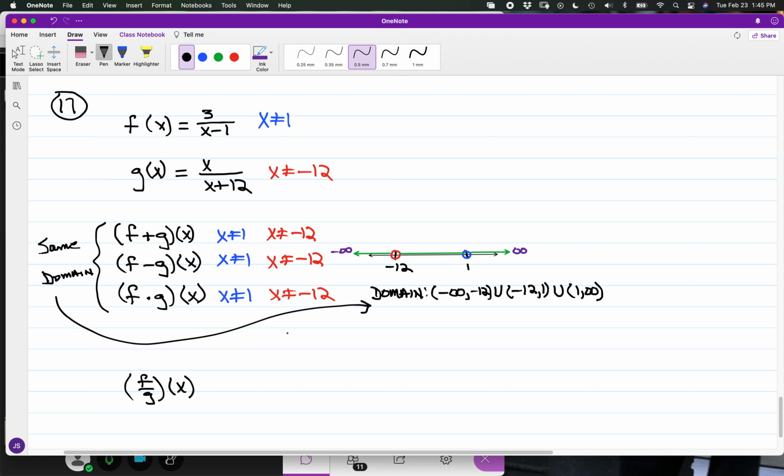Now the quotient function can be the odd man out in terms of having its domain carried out. So for f over g of x, we have f of x over g of x. For f of x, you have 3 over x minus 1, and for g of x, we now have x over x plus 12.